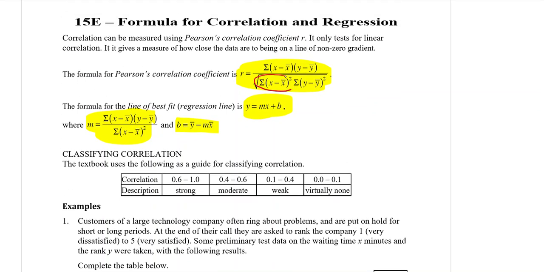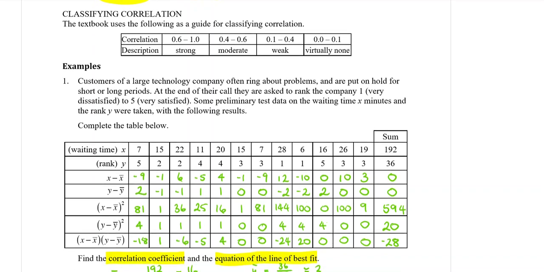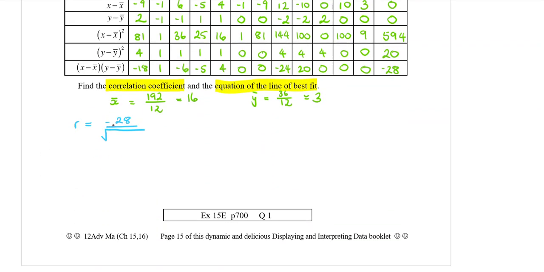This one here, what is the sum of x minus x bar all squared in your table? 594. And then the sum of y minus y bar squared is? So 594 and 20, correct. Good job. All right, so it's reading those things out of your table, putting them into your formula. When you do that, you can type that in the calculator now and get your correlation coefficient. You should get -0.26.